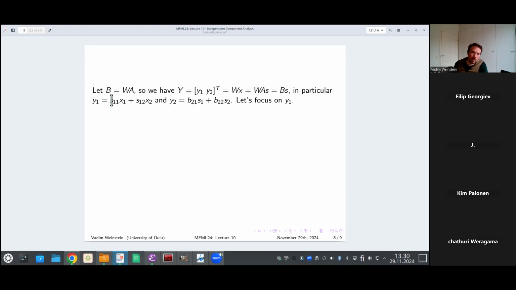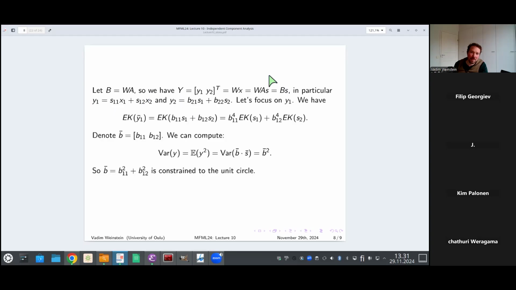Okay, so Y1 would be, if we replace this by B, sorry, we have to replace this by B and this by S. This by B and this by S. Then we get the correct one. Here is the correct one. This here is equal to Y1.